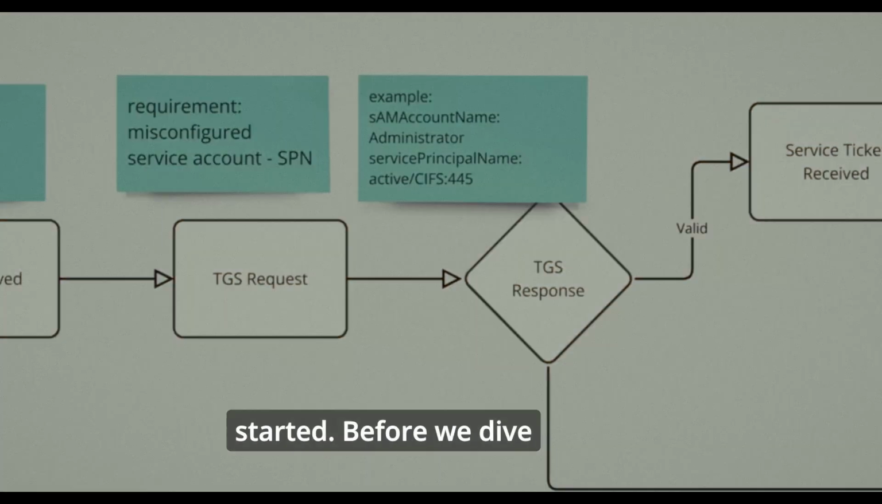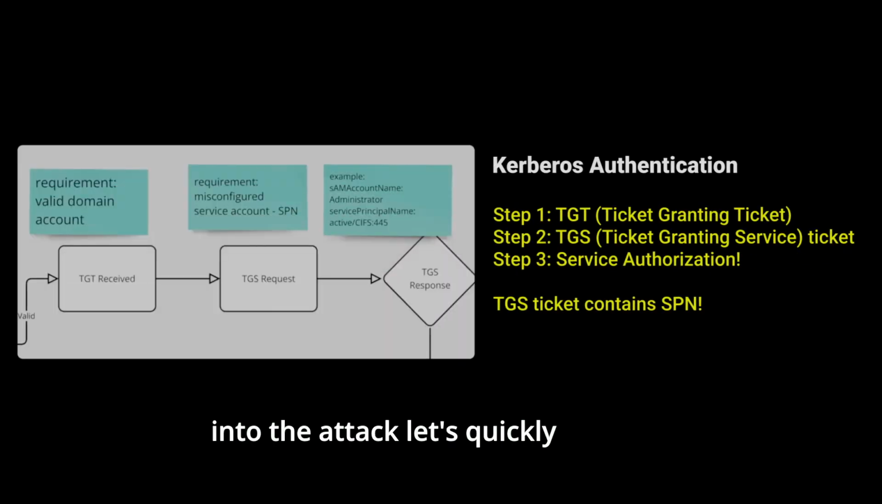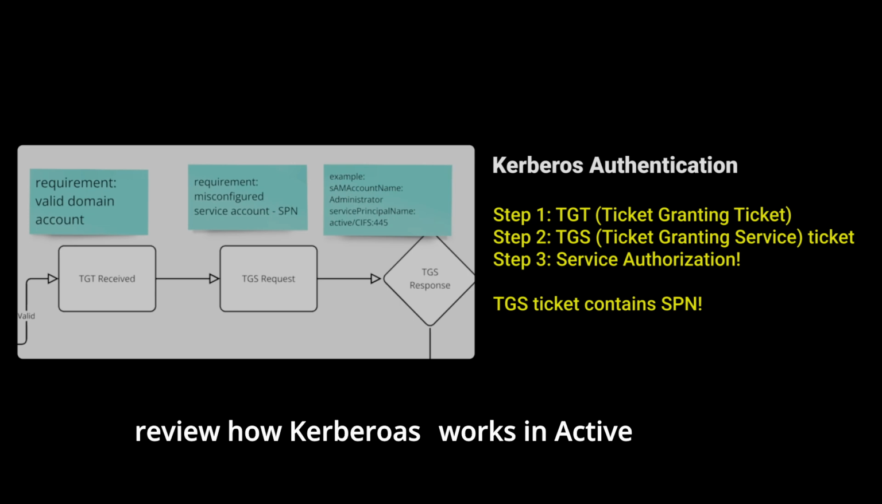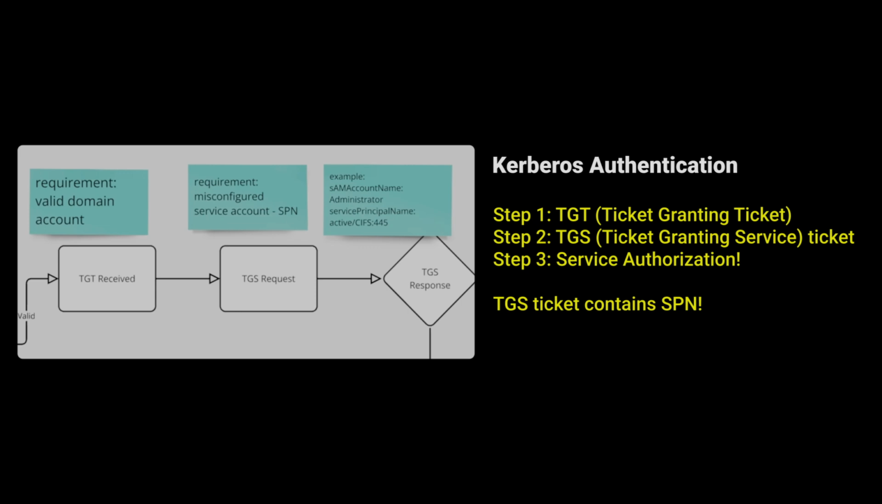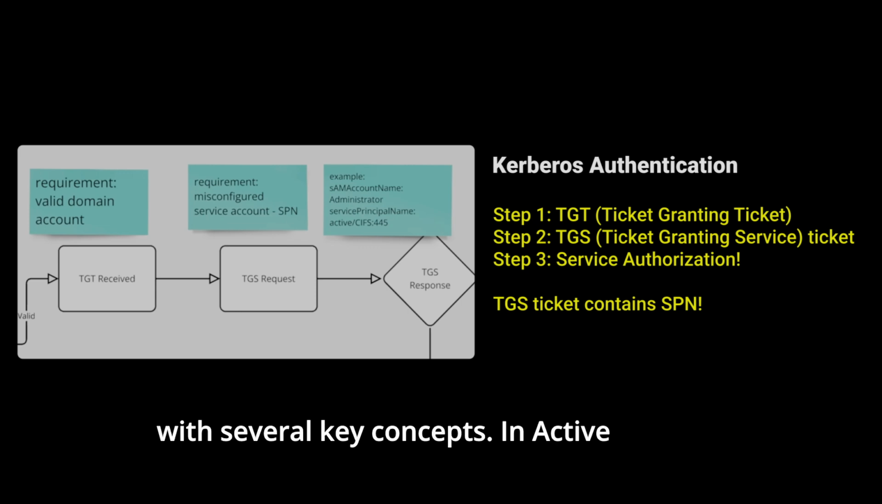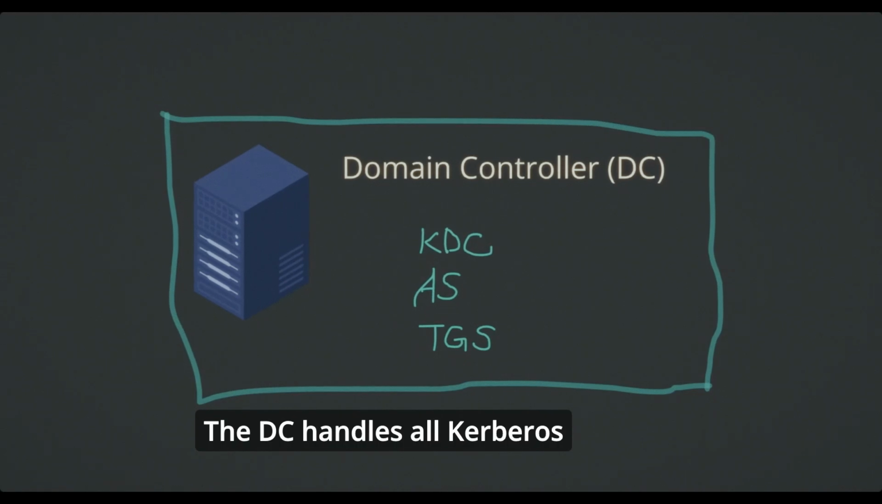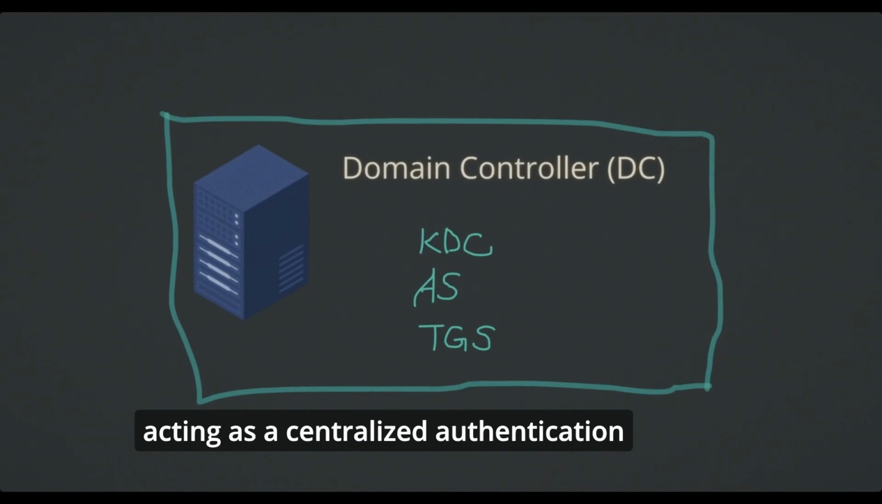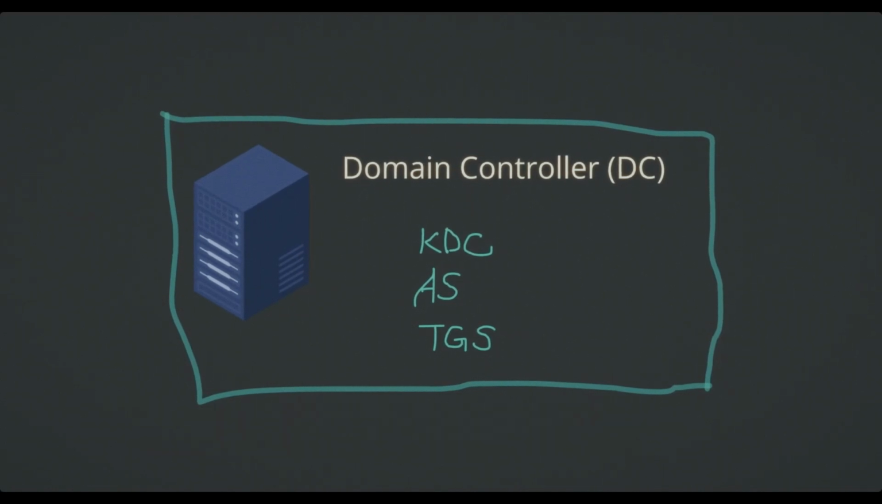Let's get started. Before we dive into the attack, let's quickly review how Kerberos works in Active Directory environments. Kerberos uses tickets for authentication with several key concepts. In Active Directory environments, these components, KDC, AS, and TGS, are all part of the domain controller. The DC handles all Kerberos authentication requests, acting as a centralized authentication service for the domain.